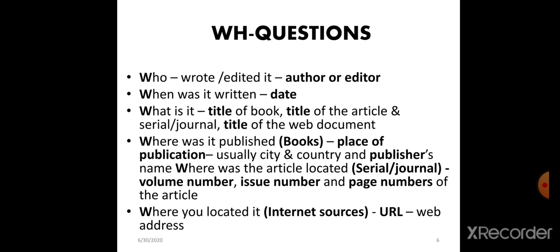So first of all, we know that according to APA 6, who comes first: the writer or editors, then the date, then the title of the book, and then where, the place of publication, and finally who published it.